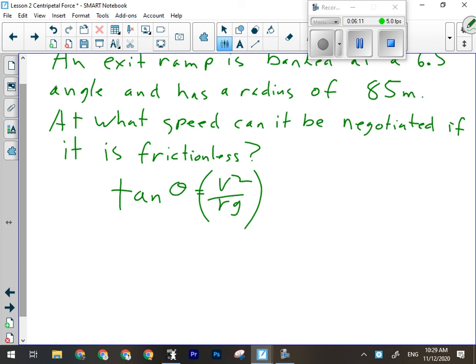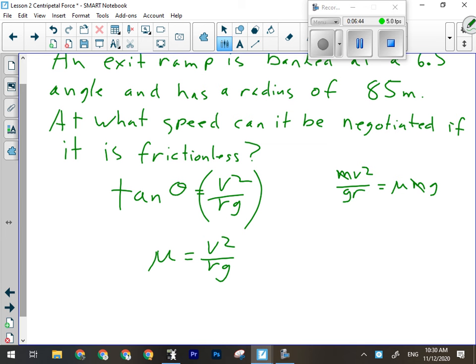In the same way, when we look at an unbanked curve, the thing that keeps us in the curve is solved for in exactly the same way. Sorry, I should show you how I arrived at that. mv squared over r equals mu times the normal force, mu mg. So if I'm looking for mu, I divide both sides by mg. The m's cancel. It's the same formula, right?